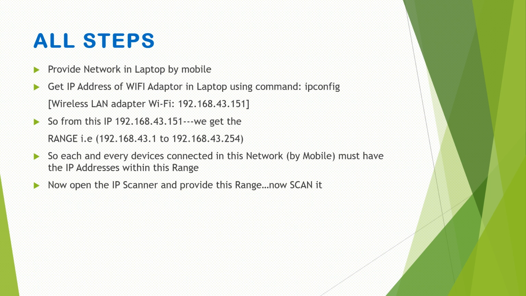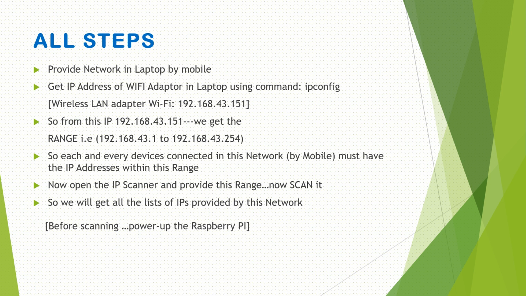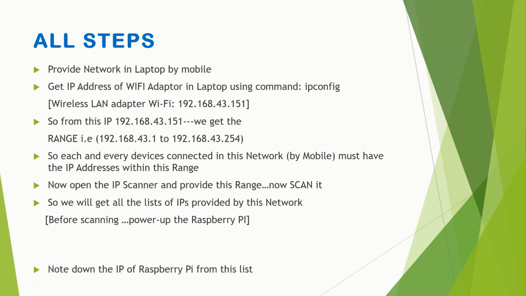So open the IP scanner and provide this range. Now scan it. We will get the list of IPs provided by this network. Before scanning, we have to power up the Raspberry Pi. Obviously, only then can the Raspberry Pi get the IP address. So these are all the steps involved. Now I'm going to discuss each of them.